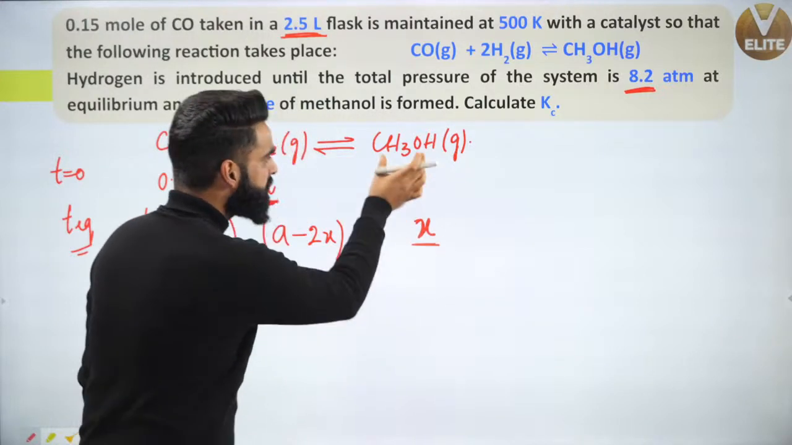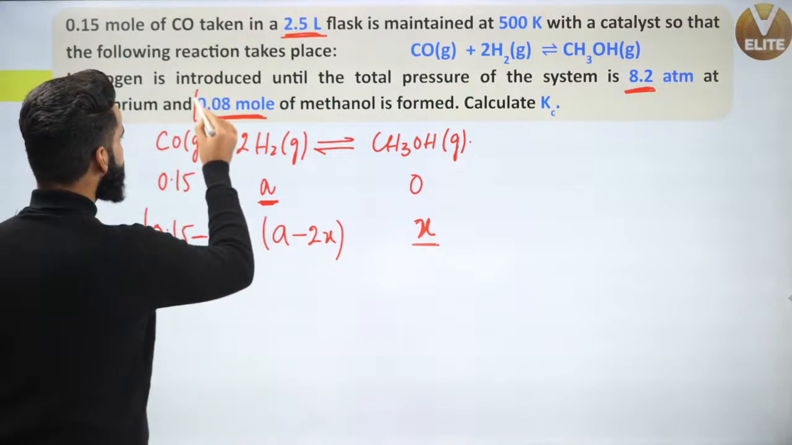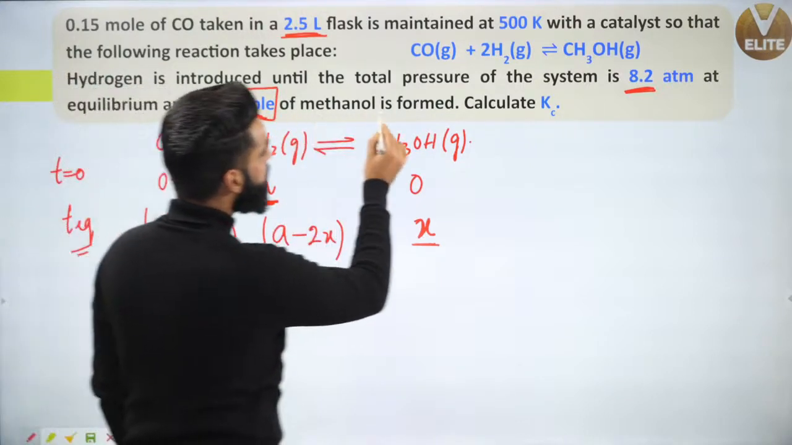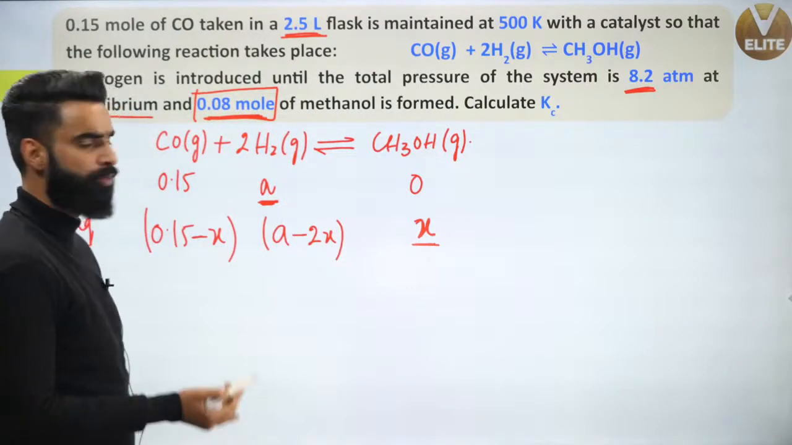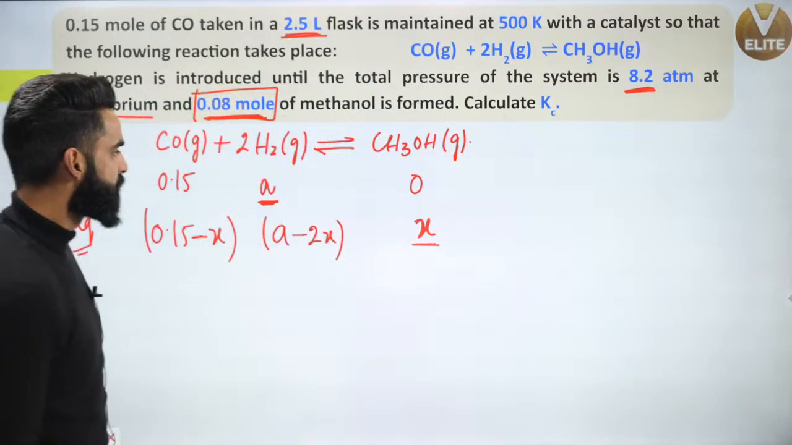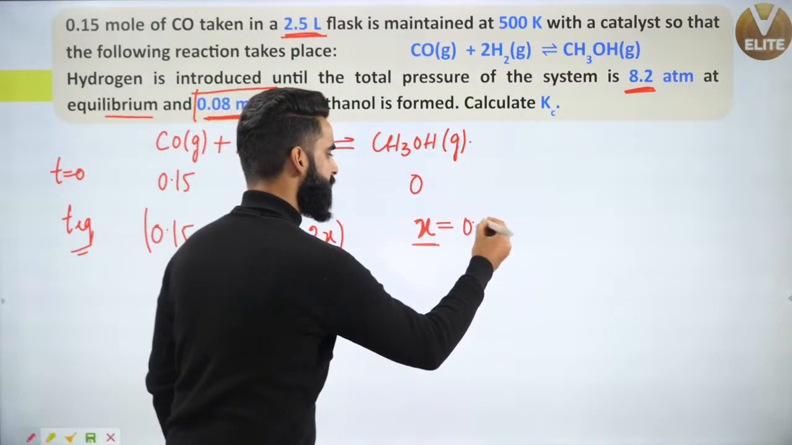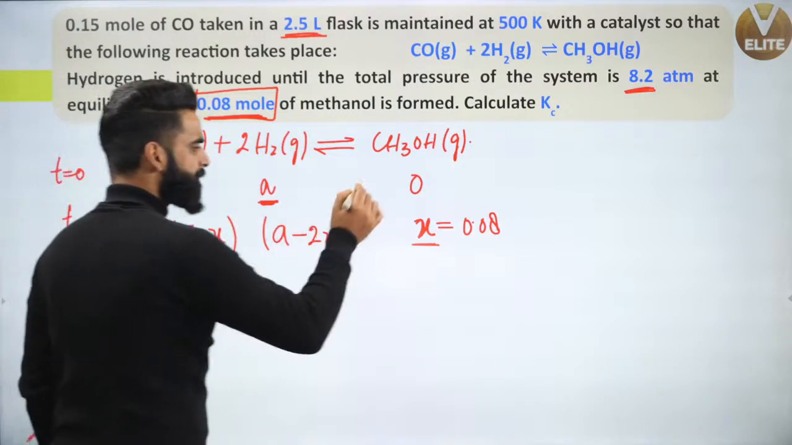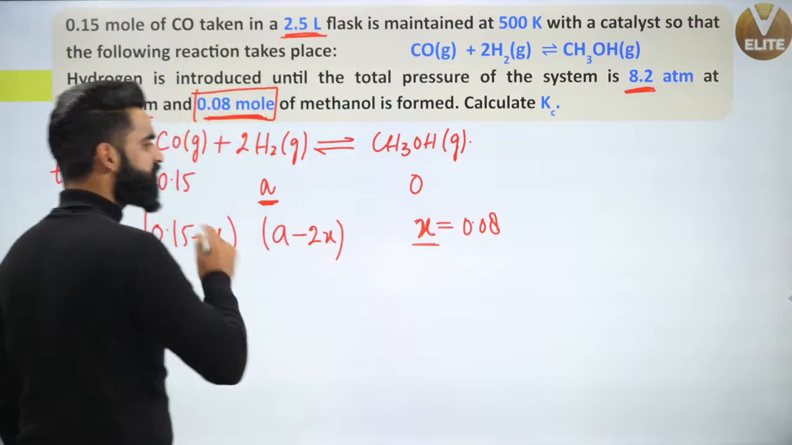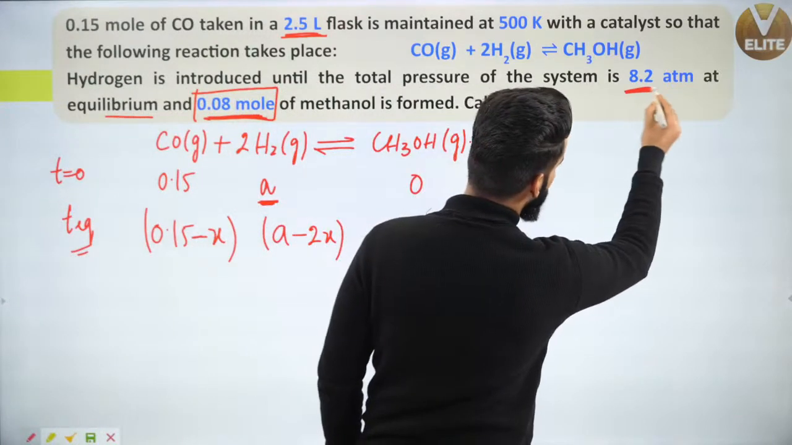Basically X are the moles of CH3OH at equilibrium, and this is given to me. 0.08 moles of methanol is formed at equilibrium, right? So I would say the X value right here is given to me as 0.08. Correct? And at the same time, the total pressure of the mixture at equilibrium is also given to me. How much? That is 8.2 atm.